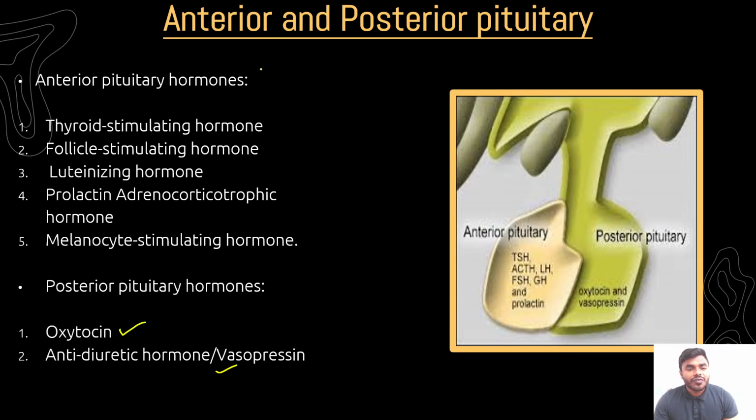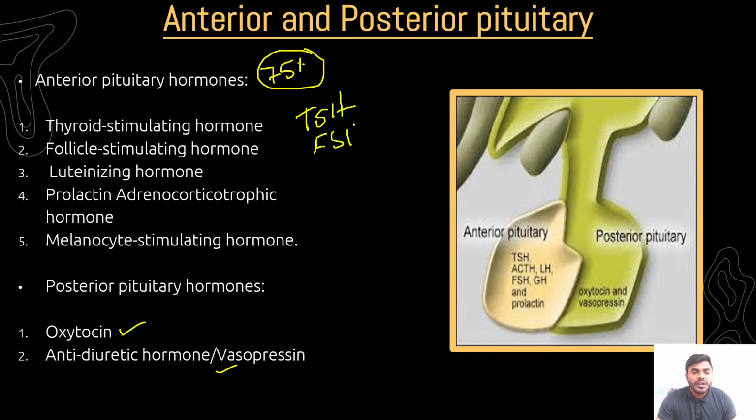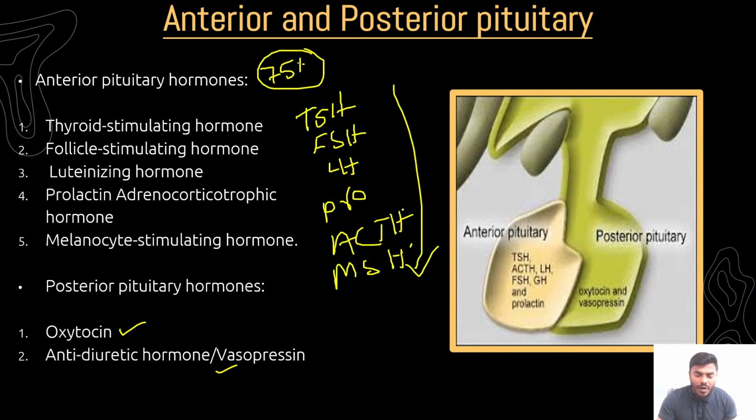I have told you, friends, that the anterior pituitary gland occupies 75% of the position. Correct? And this anterior pituitary gland consists of many hormones: thyroid stimulating hormone, follicle stimulating hormone, luteinizing hormone, prolactin, adrenocorticotropic hormone, melanocyte stimulating hormone, and many more. And these are all said to be the most important hormones. It's your responsibility to remember the function of every single hormone without fail.